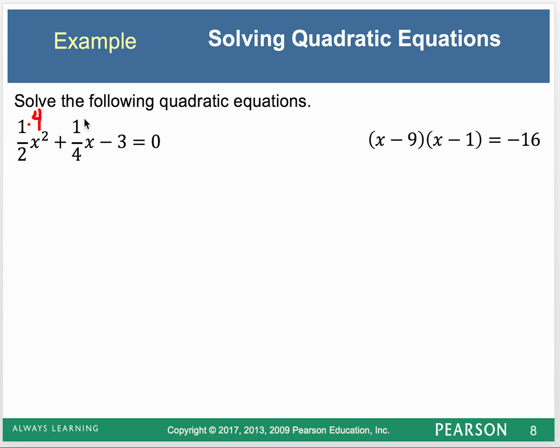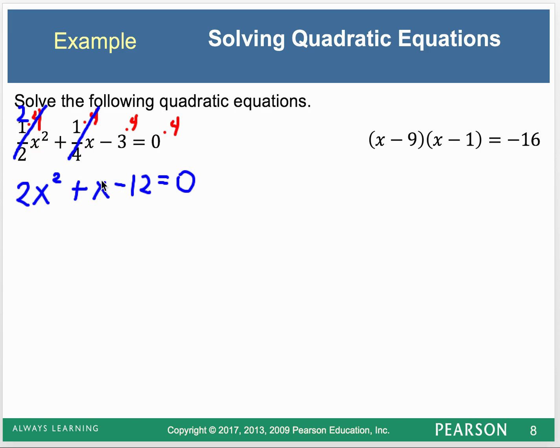To get rid of the fractions, remember we need the LCD. So the LCD between 2 and 4 is 4. Just multiply everything all the way across by that 4. Okay, so then 4 divided by 2 is 2. 4 divided by 4 completely cancels, so we're left with 2x squared plus 1x minus 12 equals 0.